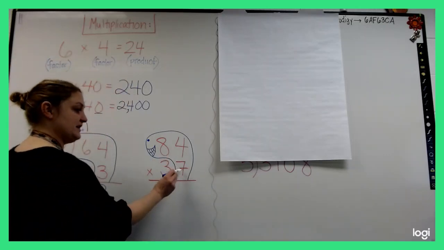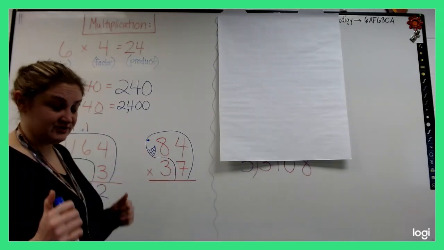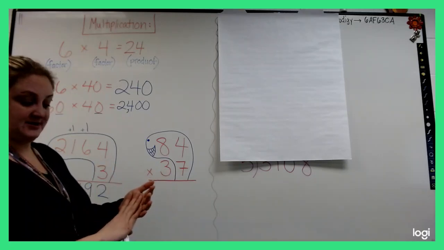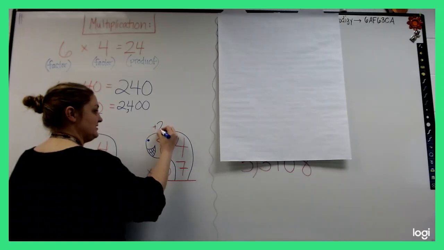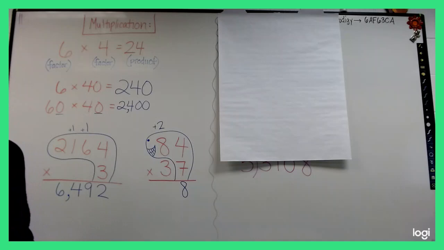So starting with the number in his neck, I've got 7 times 4, which, Sergeant Sevens, we know these. 7, 14, 21, 28. 7 times 4 is 28. I have to carry my 2, and I can put my 8 in the ones place down below.